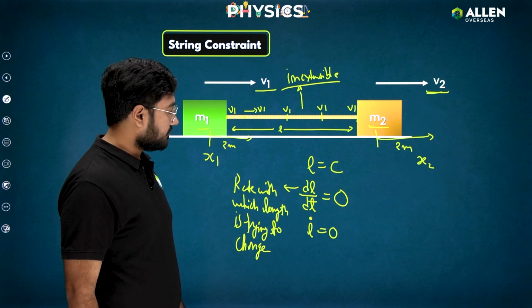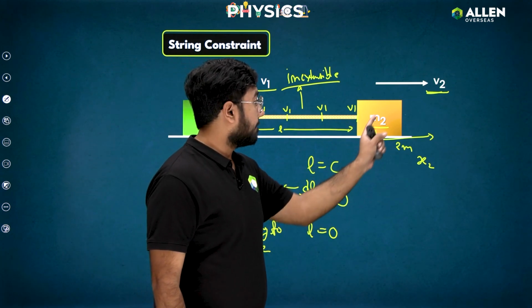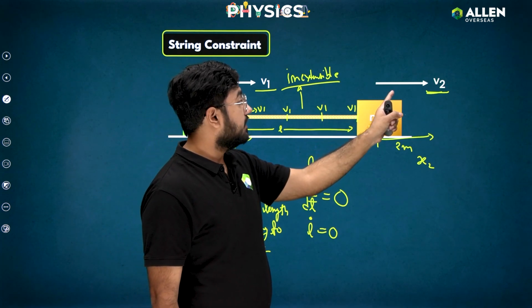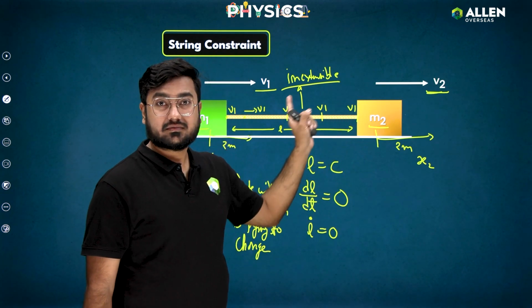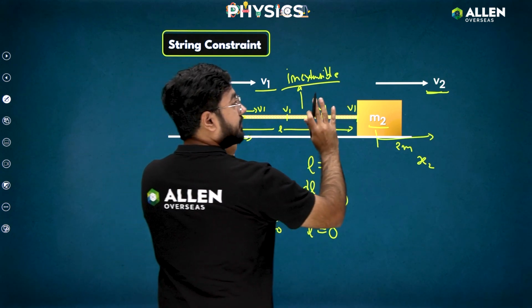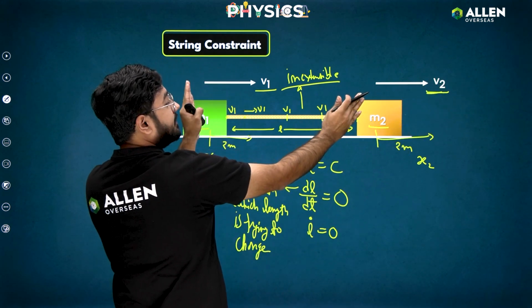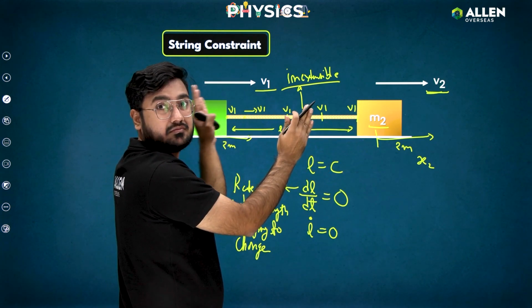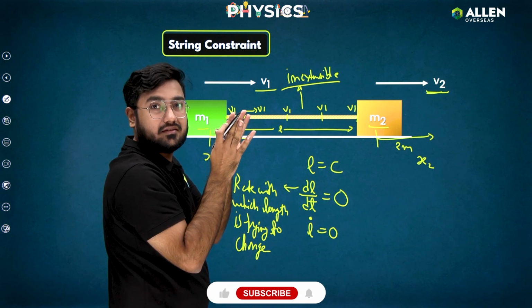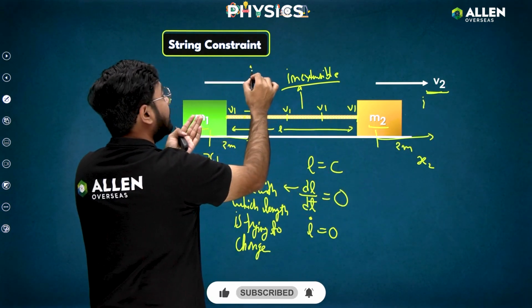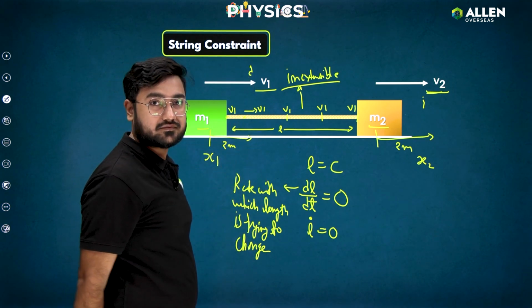Okay. So look here, V2 is trying to extend the string, trying, right? So if this is the string, V2 is trying to extend the string and V1 is trying to decrease the length of the string. Getting it? V2 is increasing the length, V1 is decreasing the length.